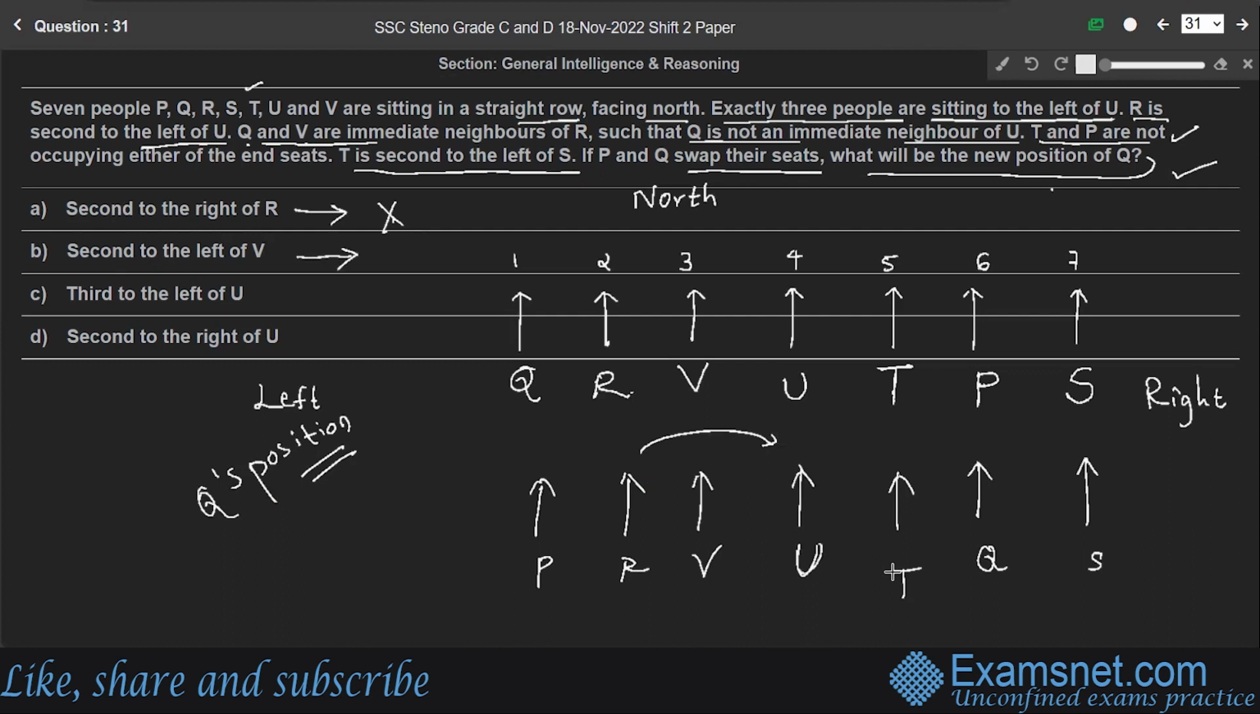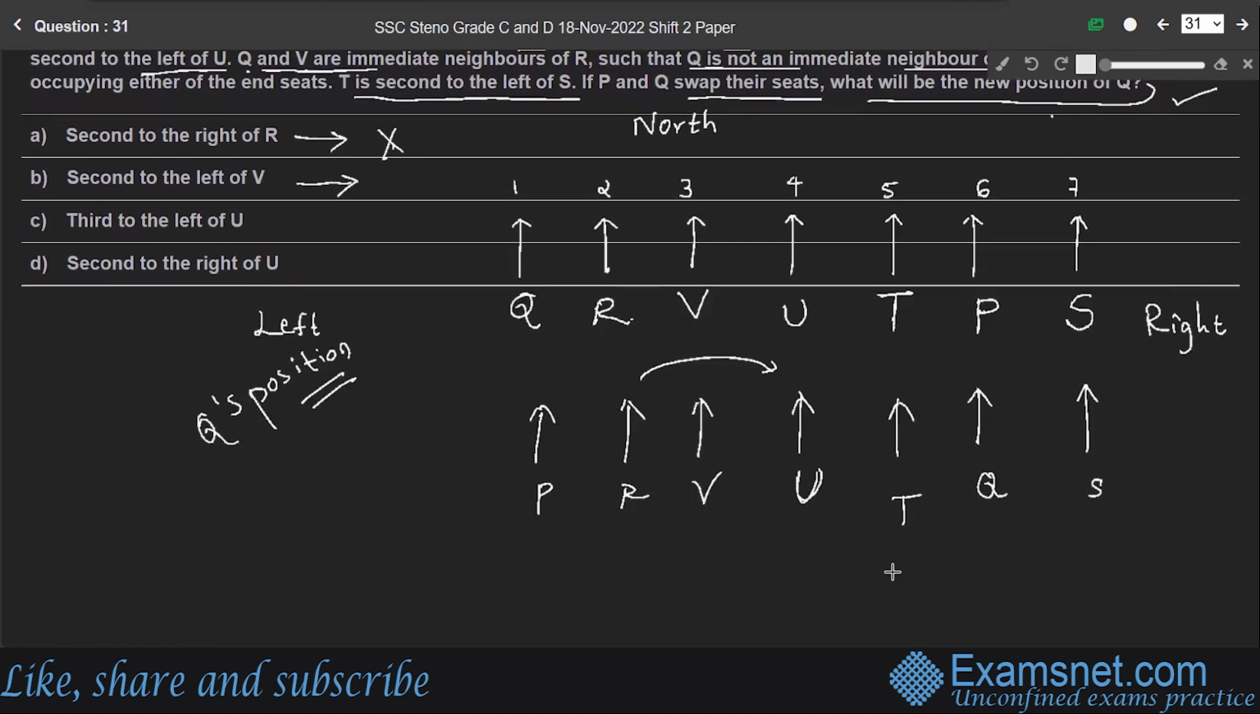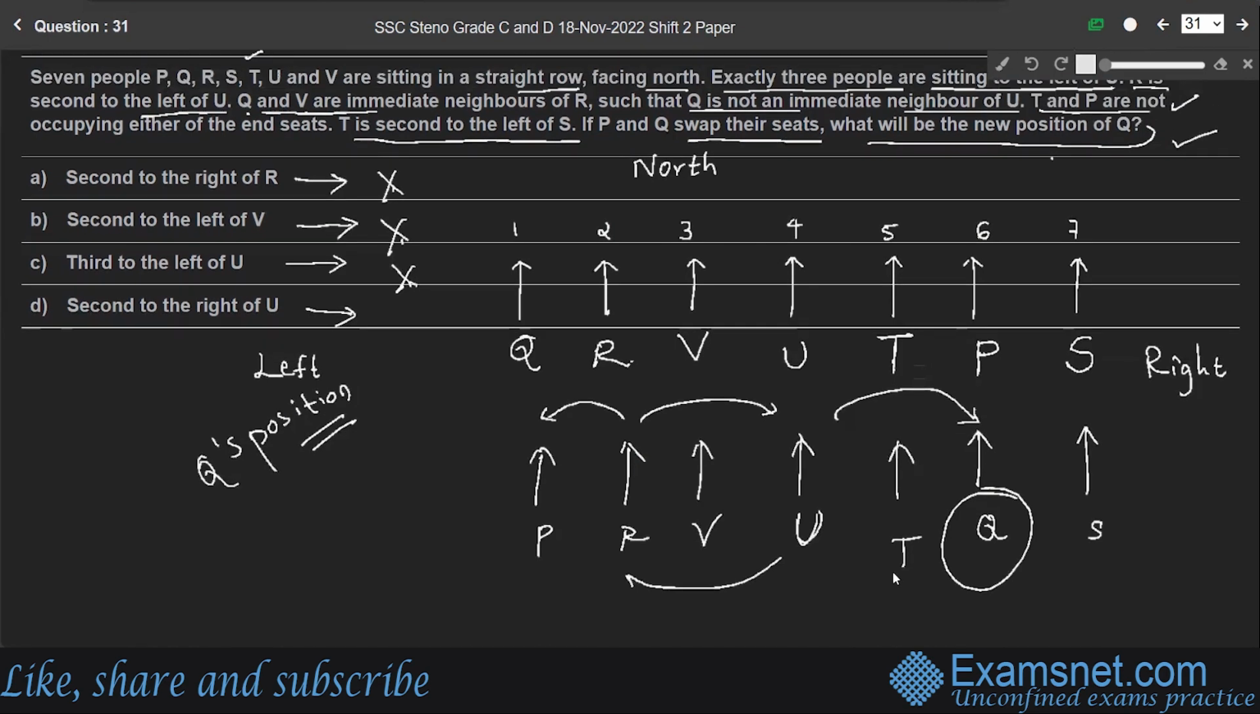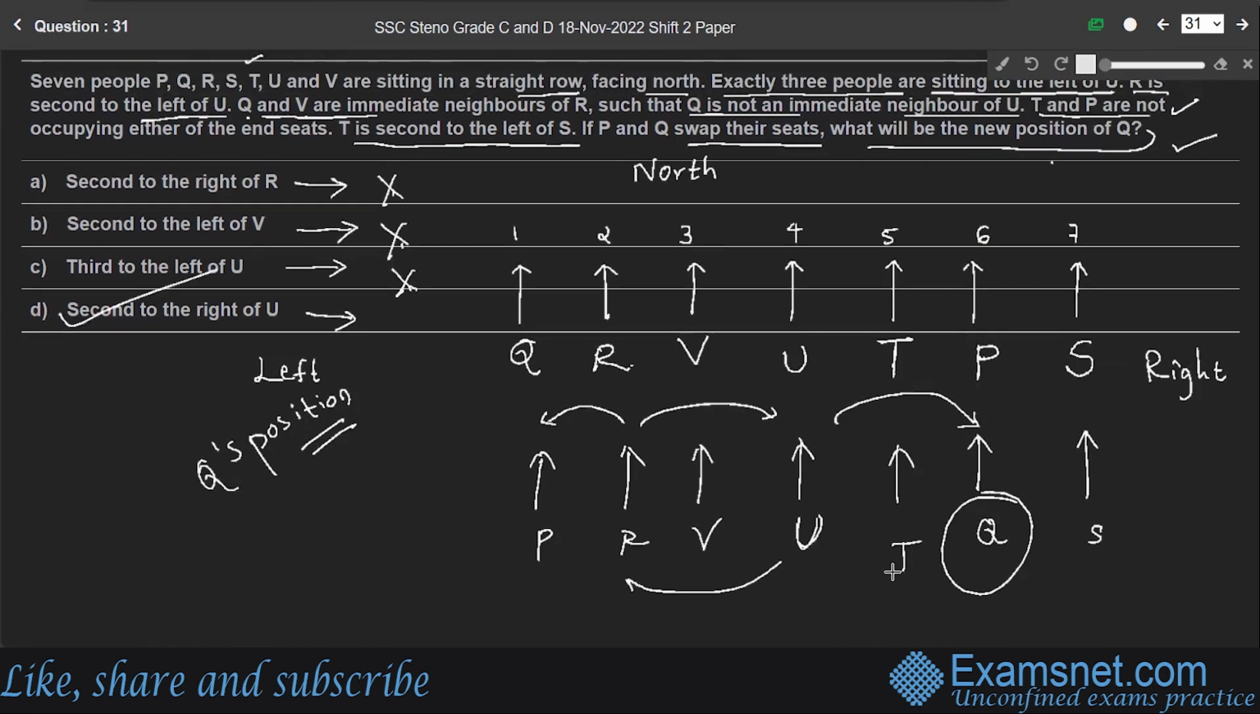So second to the left of V in the new position, P is accommodating, which is also wrong. Then third to the left of U, the third person is again P, which is wrong. Second to the right of U: to the right of U, the second person is Q. Therefore, Q's position is second to the right of U. Option D is the right answer.